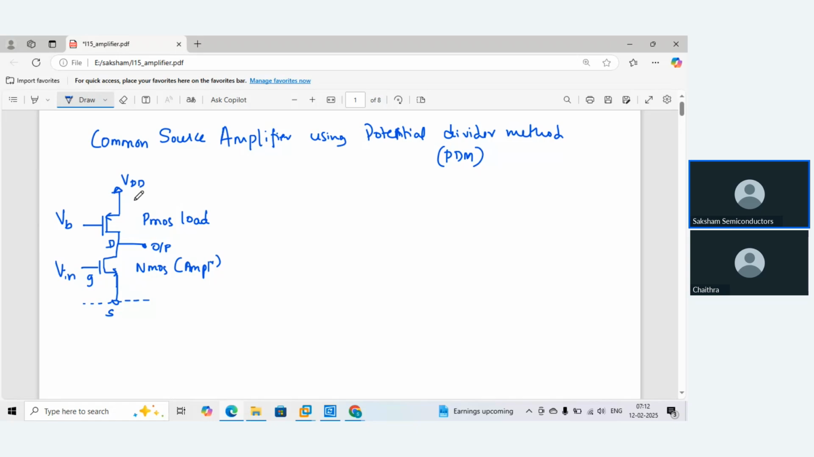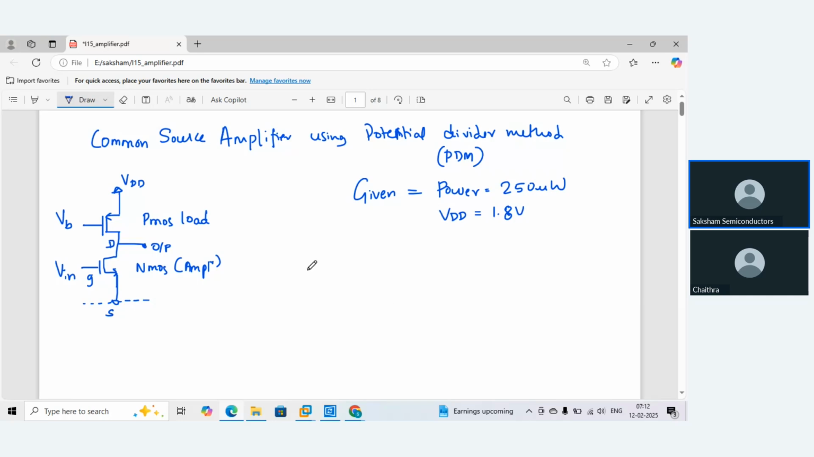So let's get straight into the design concept. I'm going to design the common source amplifier using the potential divider method. The given parameters here are, let's say, power of 250 microwatt and VDD of 1.8 volt. That means we have to design this amplifier which consumes at the most 250 microwatt of power or less. So that is my basic agenda.